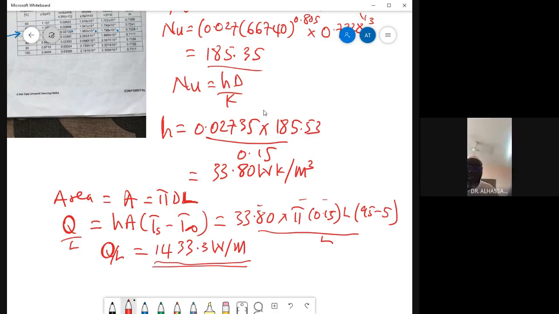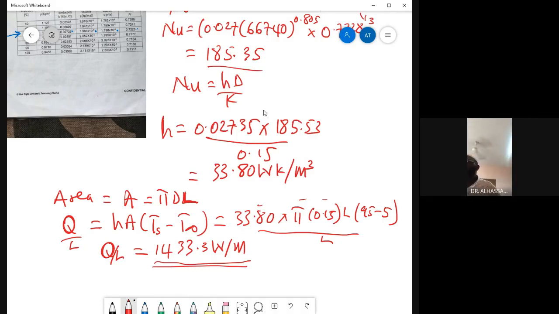Sir, can we assume length and mention it in the assumptions? Can we assume the length? Yes, we can assume the length equals 1 meter. You understand? So let me look at the question again. It says that, oh, here we are told to determine the rate of heat loss per unit length.